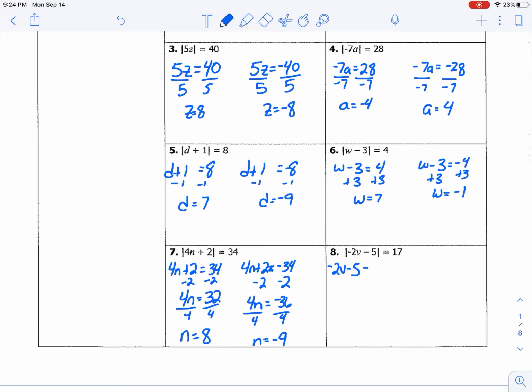Negative 2v minus 5 is equal to 17. Negative 2v minus 5 is equal to negative 17. So we're going to add the 5 over. Negative 2v is equal to 22. Divide out the negative 2, and v is going to be negative 11.